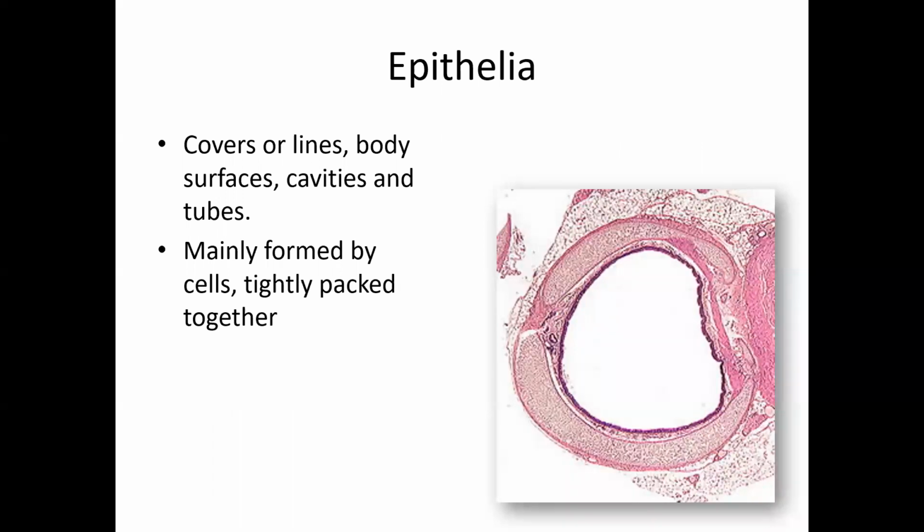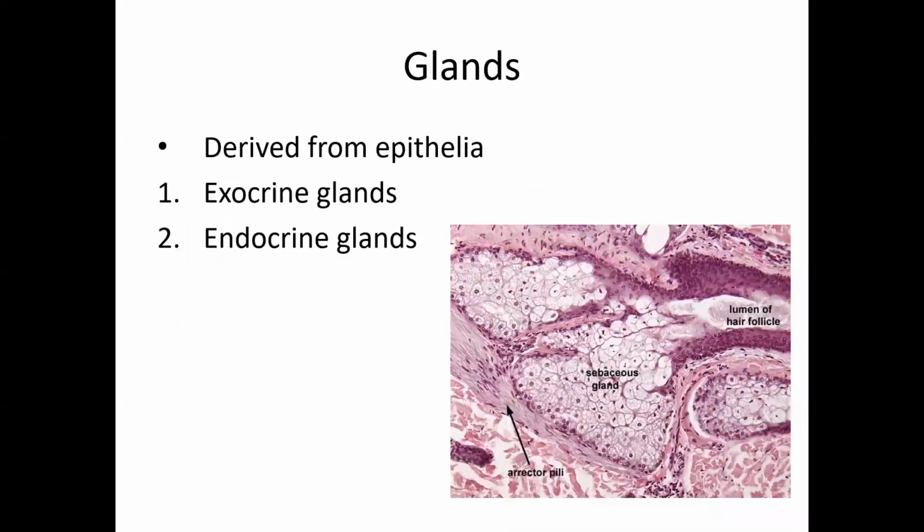Right. So epithelia are the tissues that line or cover body cavities, surfaces, and different tubes. Epithelia are mainly formed by tightly packed cells. So the main component of epithelia are the cells. And from the epithelia are derived the glands, which are divided into 2 types, the exocrine glands and the endocrine glands. By invagination of the epithelia into the connective tissue which lies underneath, you get development of glands.